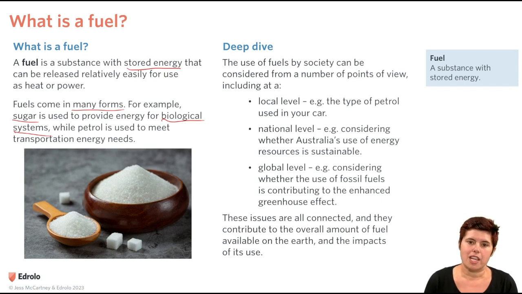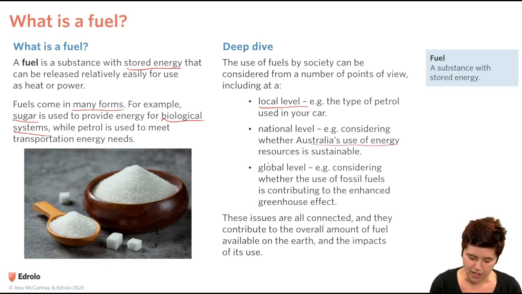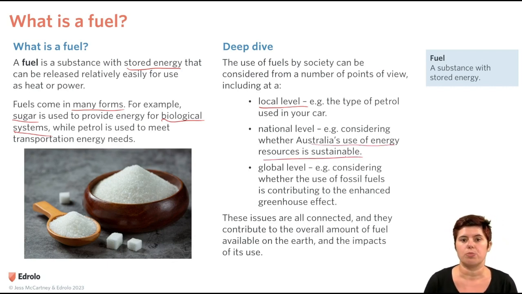When we're thinking about fuels and the uses for society, we are always looking at petrol for the car and things like that, that we use every day. So this is known as a local level use of fuel. When we're looking at national level, we're considering Australia's use of energy resources and if it's sustainable for us to continue to do that. Then we can look at a global level, so considering whether the use of fossil fuels is contributing to the enhanced greenhouse effect and what that might then contribute in the future. These are all connected, and they contribute to the overall amount of fuel available on Earth, and this impacts its use.